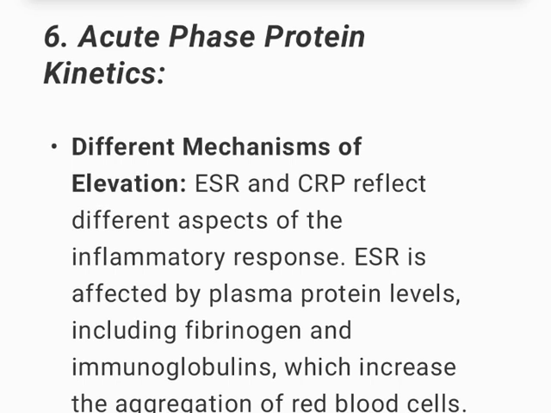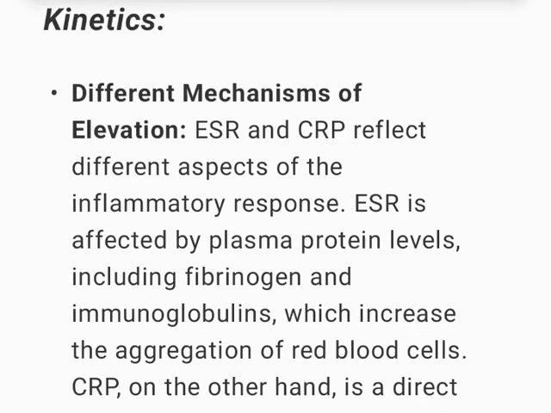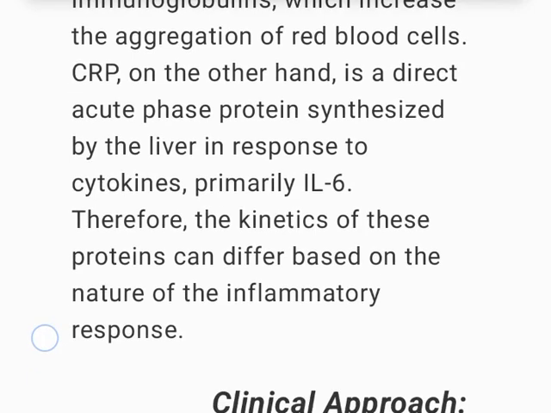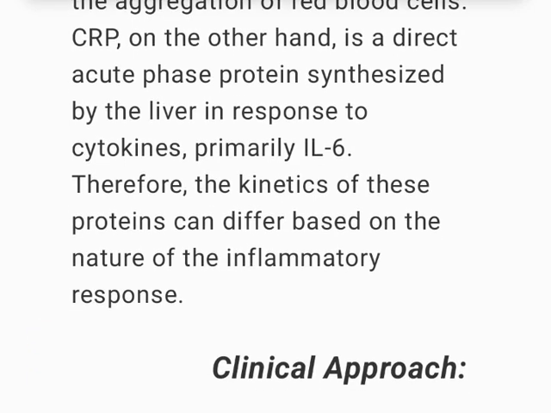6. Acute phase protein kinetics. Different mechanisms of elevation. ESR and CRP reflect different aspects of the inflammatory response. ESR is affected by plasma protein levels, including fibrinogen and immunoglobulins, which increase the aggregation of red blood cells. CRP, on the other hand, is a direct acute phase protein synthesized by the liver in response to cytokines, primarily IL-6. Therefore, the kinetics of these proteins can differ based on the nature of the inflammatory response.